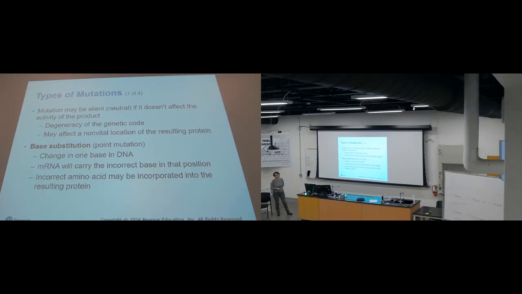Mutations that are neutral, that don't have any effect, are known as silent mutations, and this is because they happen in the third part of the codon, the third base, which is wobbled, and then you may end up with the same amino acid or an amino acid that has similar properties to the one that you substituted.